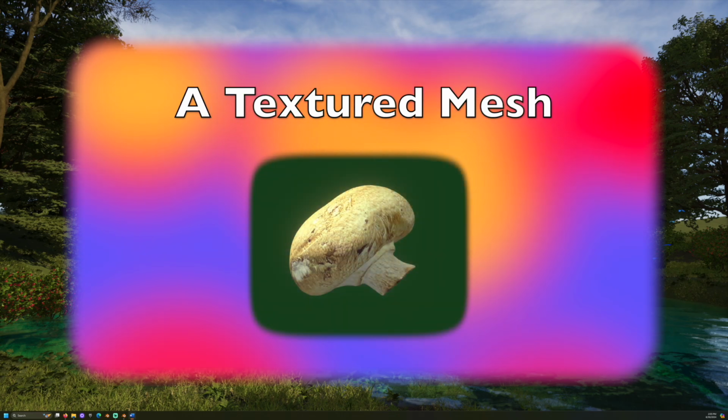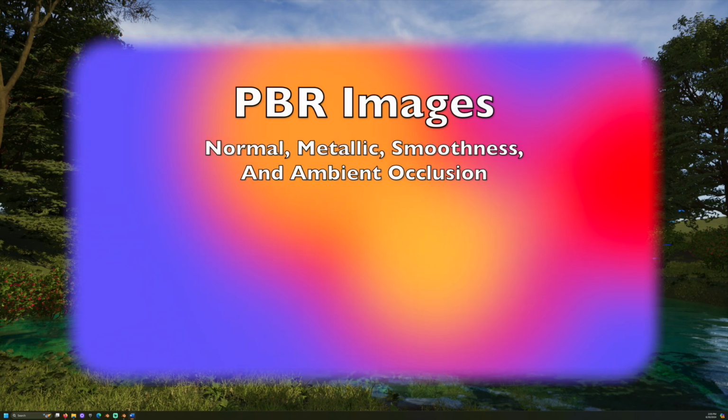Today, we are going to learn how to simplify PBR material setup in Blender. For this process, we will need a textured 3D model. I will be demonstrating with this model of a bell mushroom, available on Sketchfab. We will need image files for metallic, smoothness, and ambient occlusion maps.